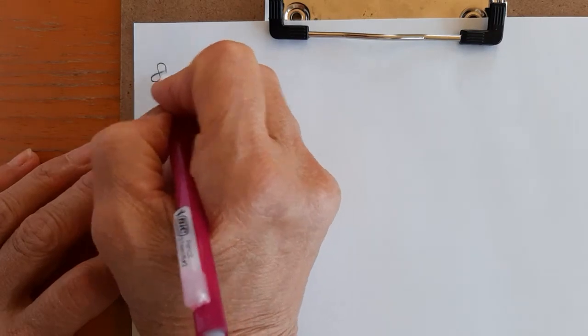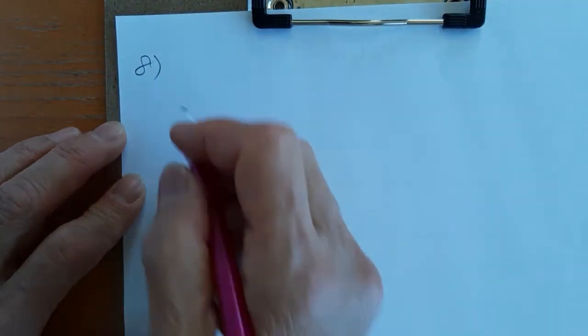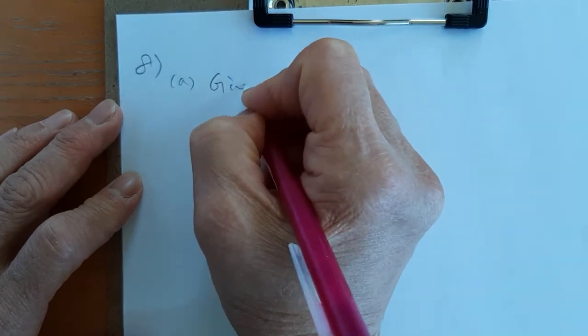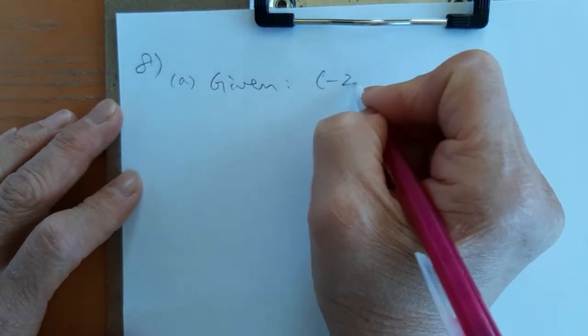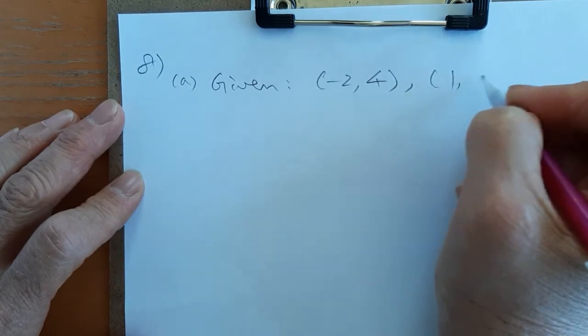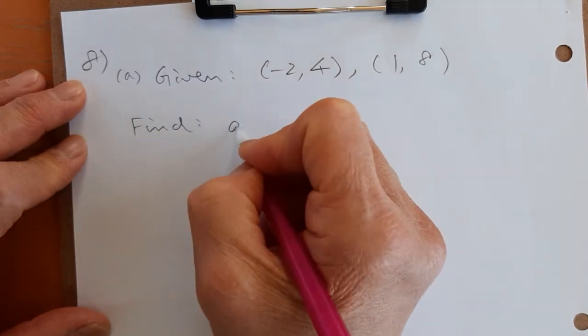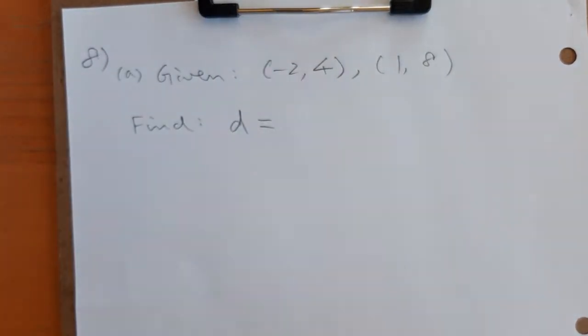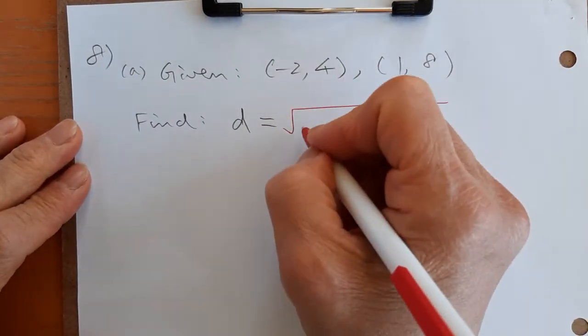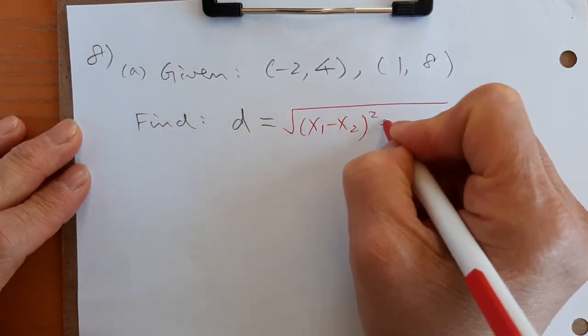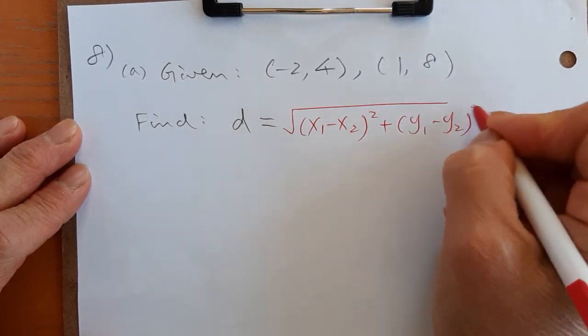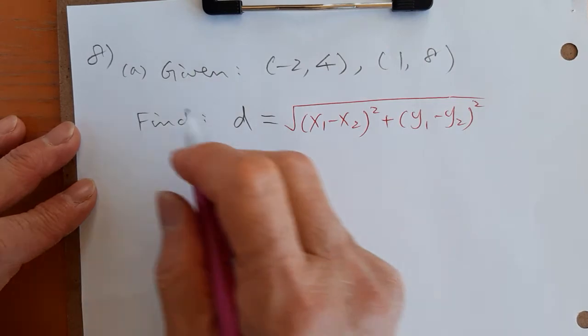The next one is question 8. Find the distance between 2 points. A: given 2 points, negative 2, 4 and the other one is 1, 8. So find the distance. The distance formula, if given 2 points: the difference of x coordinates squared, plus the difference of y coordinates squared, then take the square root.